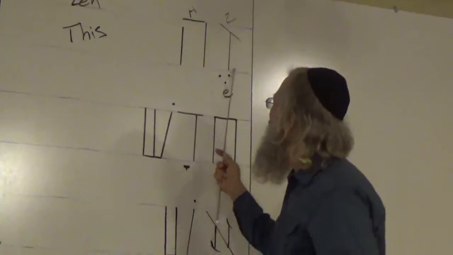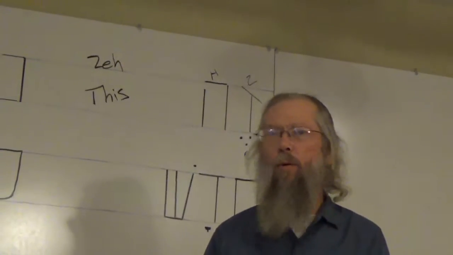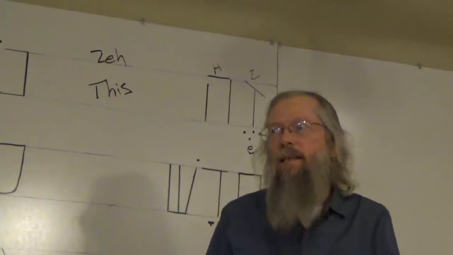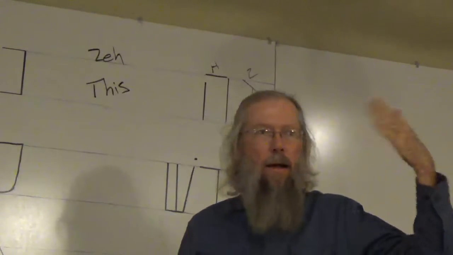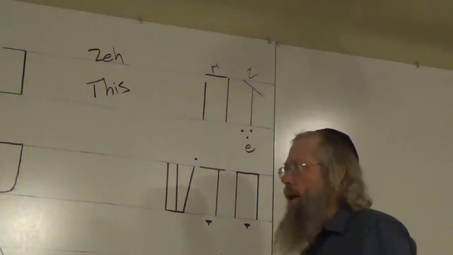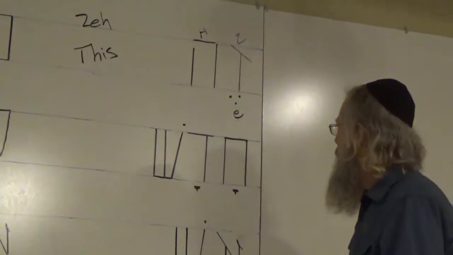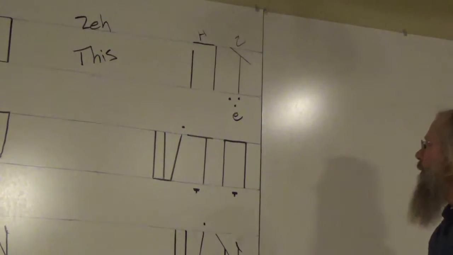So zeh is this. In modern Hebrew, you would say zeh v'zeh. You would say this and this. You don't say this and that. Zeh is this and zeh is also that. And that's my understanding. That was my understanding of it.